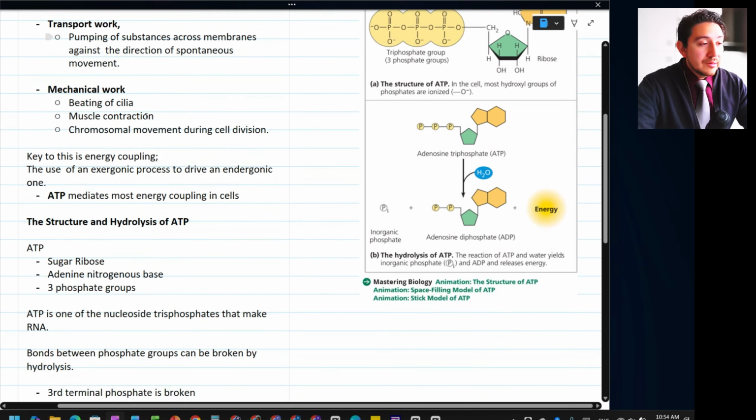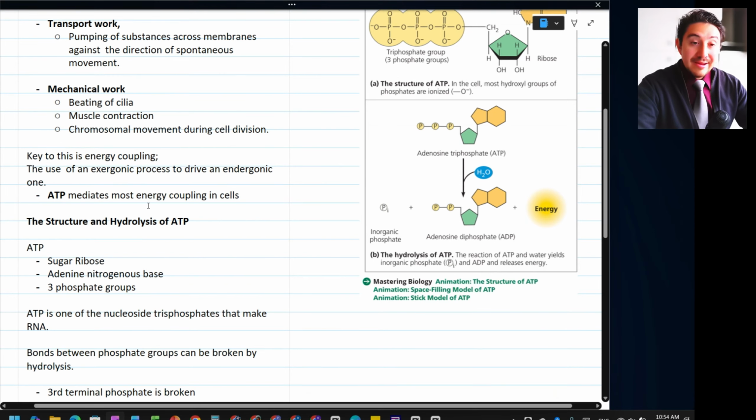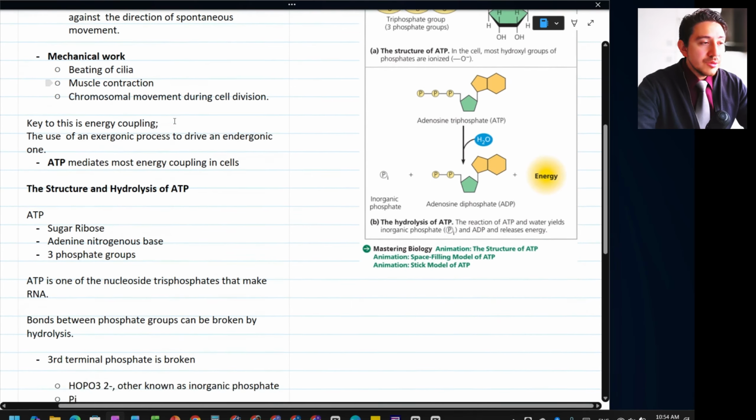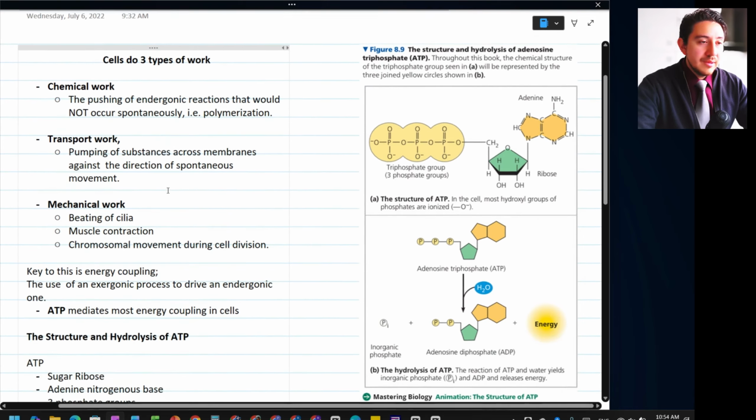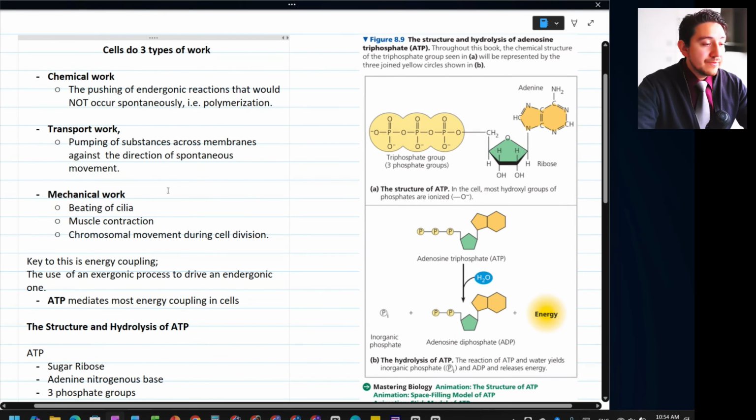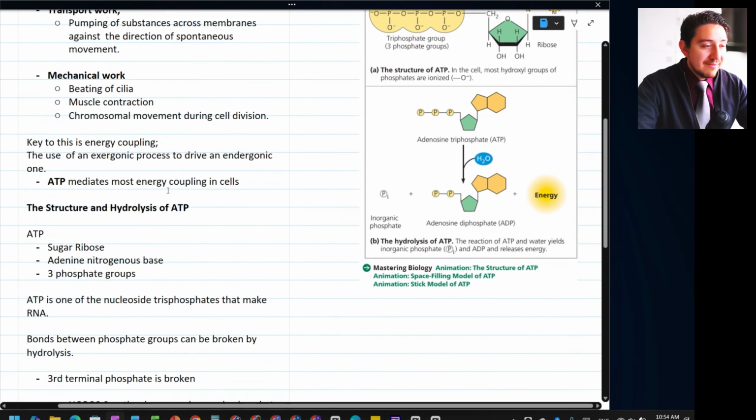And mechanical work: the beating of cilia, muscle contractions, chromosomal movement during cell division, okay? Metaphase, in every phase essentially. Mechanical work. So in order to do all these types of work and enable the cell to be more efficient, you have to have a concept called energy coupling.